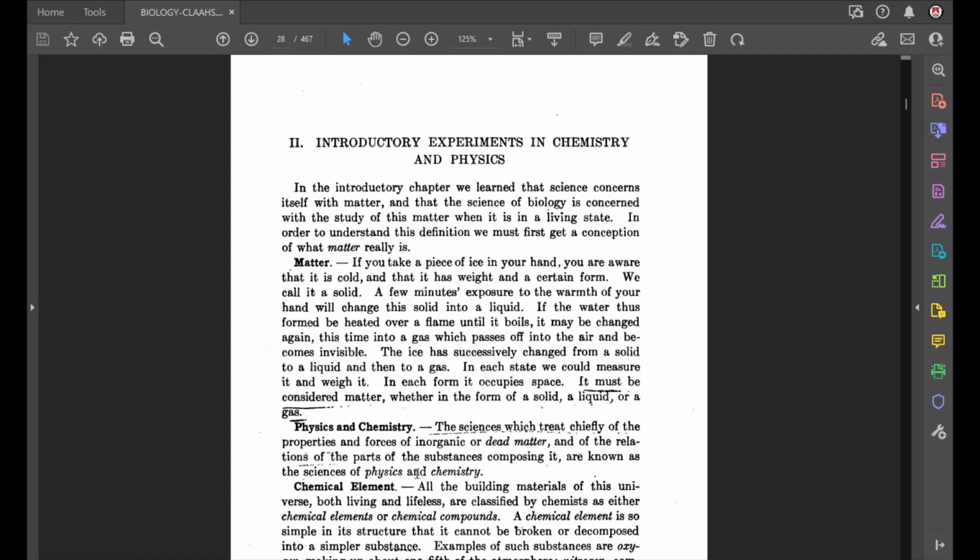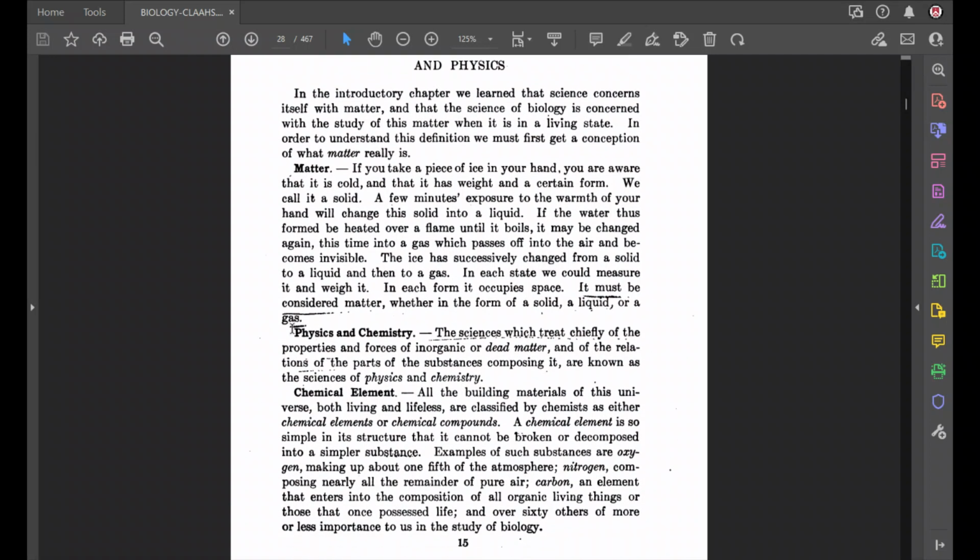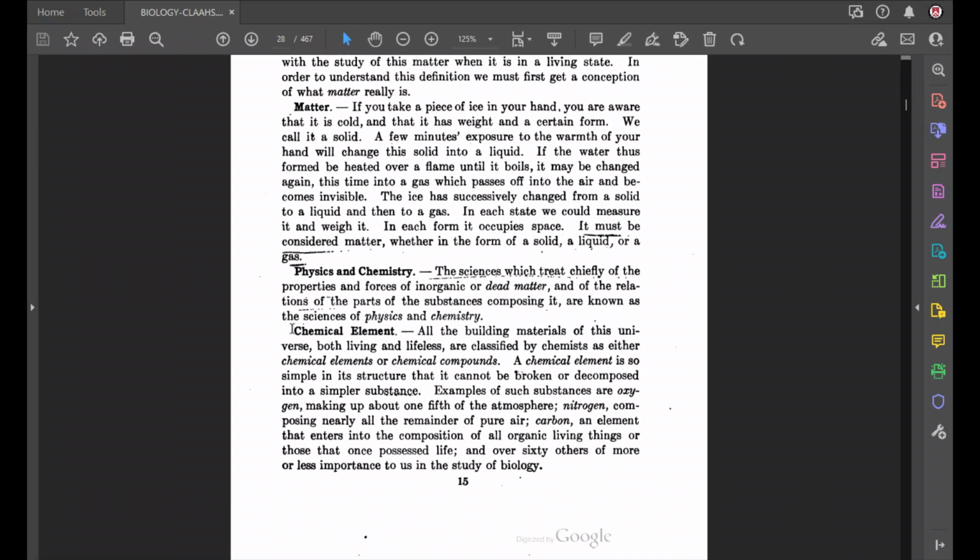Let's go on in our study here, in our textbook. The next section is titled Physics and Chemistry. You should outline the sections we go through. The first section was titled Matter. We talked about the states of matter. You probably already have that in your notes. This next section we're going into is titled Physics and Chemistry.